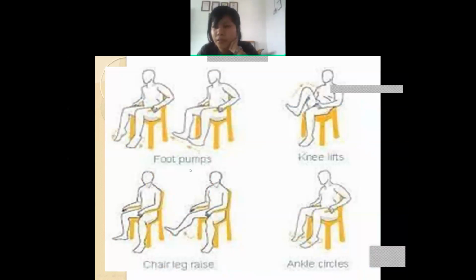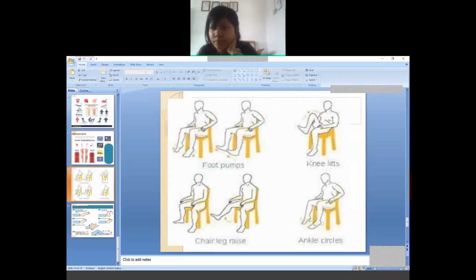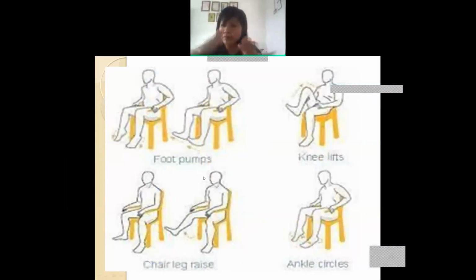Okay, so here are some pictures of exercises. First is foot palm, where the person should palm the foot in this manner. Suppose this is the feet, no? So we should palm like this. Next is knee lift. The person should lift his or her knee in this manner, as you can see from the picture itself.